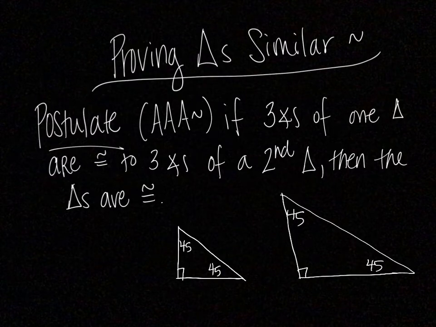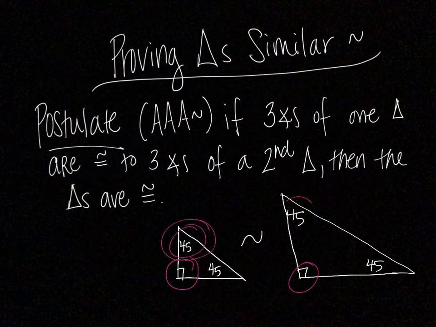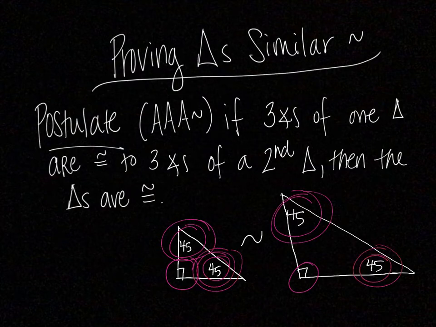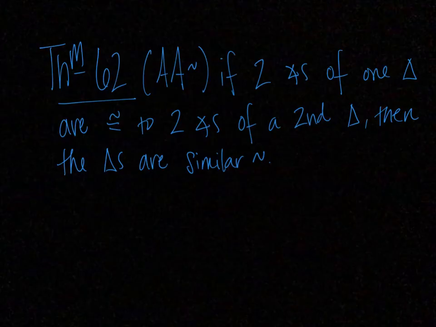So here we have two right triangles that are actually isosceles right triangles because the other two angles are both 45 degrees. But these two triangles are similar because all three of their angles are congruent. So we have one pair, then we have a second pair, and then we have a third pair. So as long as all three of the angles are congruent, then the two triangles would be similar.